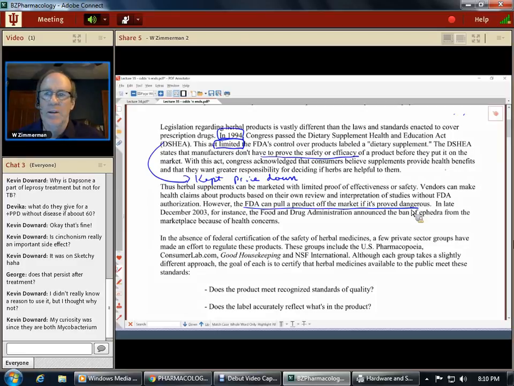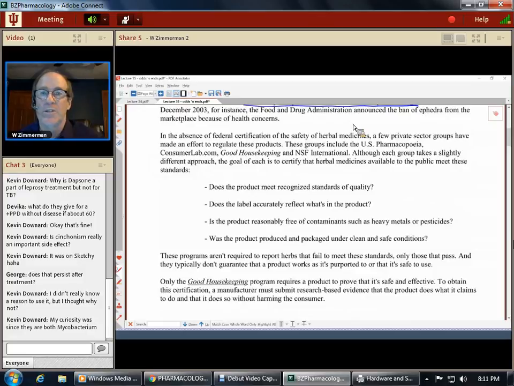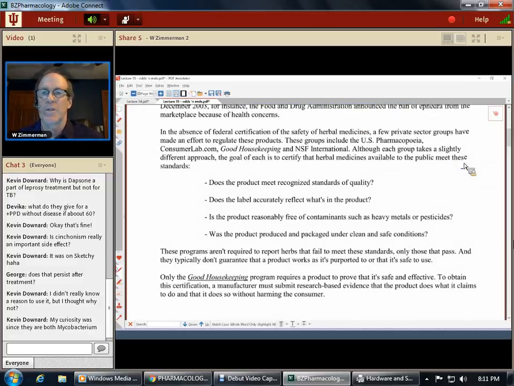For example, back in 2003, the Food and Drug Administration banned ephedra because it caused cardiac arrhythmias and some other problems. So, in the absence of any kind of federal legislation on the safety of these drugs, a few private sector groups have looked into this. U.S. Pharmacopoeia looks at the purity, Consumer Lab, Good Housekeeping. Actually, Good Housekeeping is one of the better ones. But what they look at is, does the product meet standards of quality?